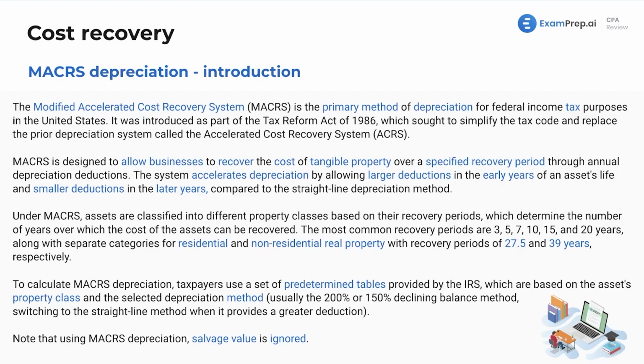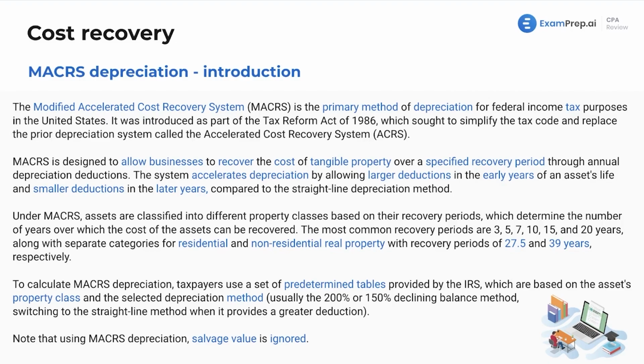It was introduced in 1986, and not that any of these dates are ever important. I just think it's interesting. Little tax history, don't you agree with me? There's nothing more important than tax history. This sought to simplify the tax code and replace the prior depreciation system, which was just the Accelerated Cost Recovery System. So just that ACRS. We go from ACRS to MACRS, and MACRS is designed to allow businesses to recover the cost of tangible property over a specified recovery period through annual depreciation deductions.